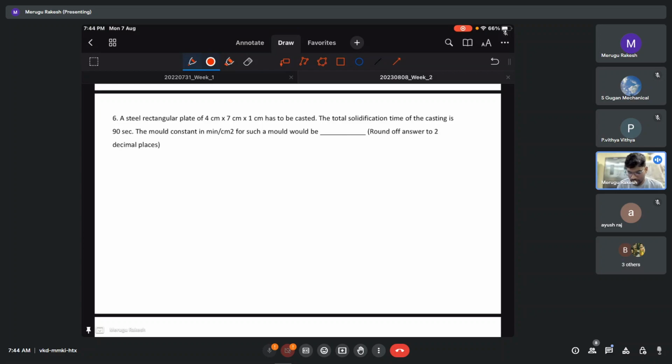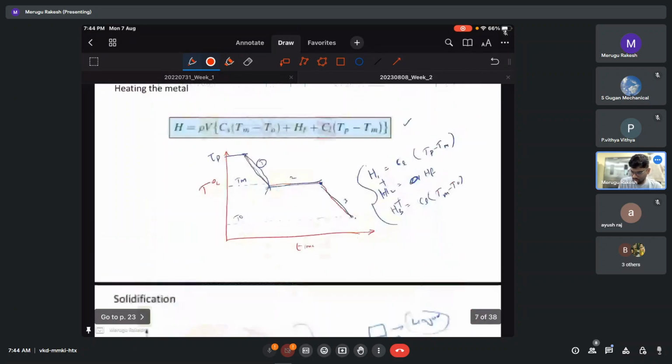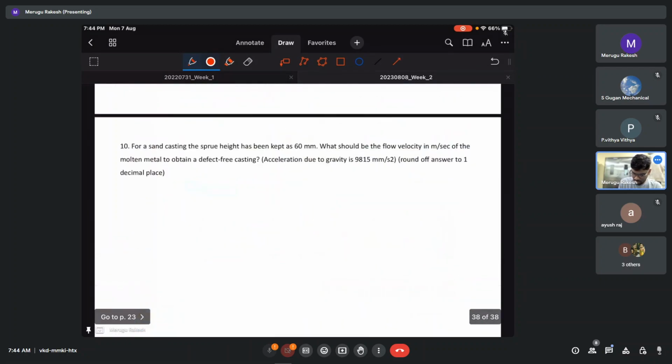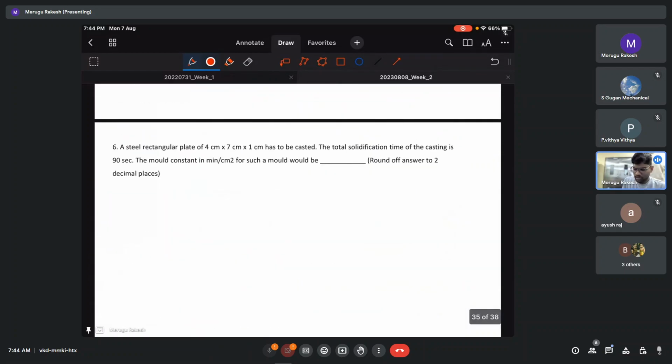Okay. Let us try to solve. They have given a steel rectangular plate of 4 by 7 by 1 centimeter to be cast, and they have given a solidification time as well. They are asking you the mold constant. This is a very straightforward question, I can say.